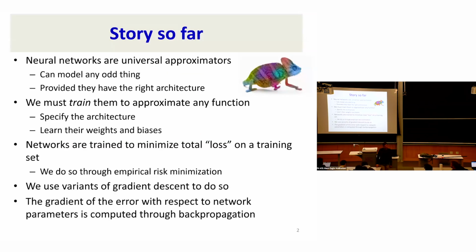And here's what we have seen so far. Neural networks are universal approximators. They can model any odd thing, provided they have the right architecture. We must train them to approximate any function, meaning you specify the architecture and learn their weights. The networks are trained to minimize the loss on a training set.